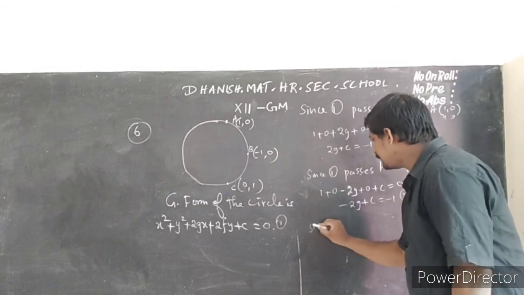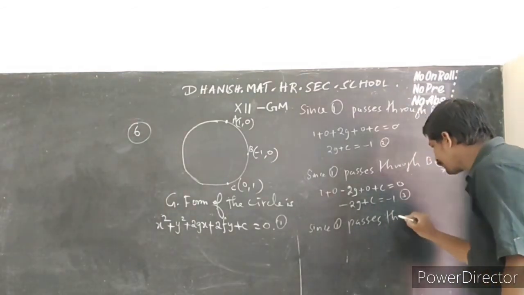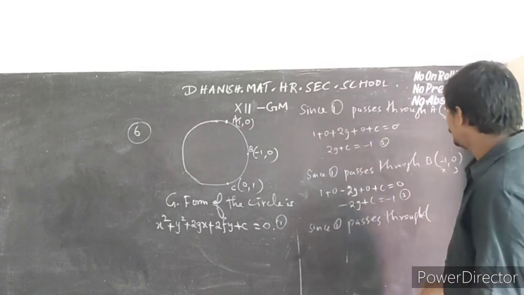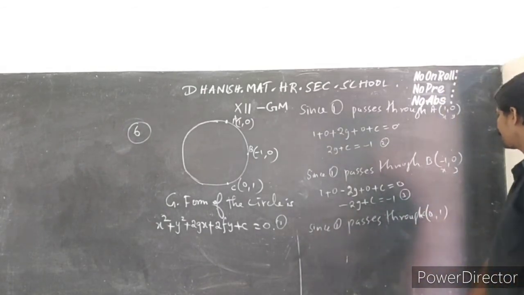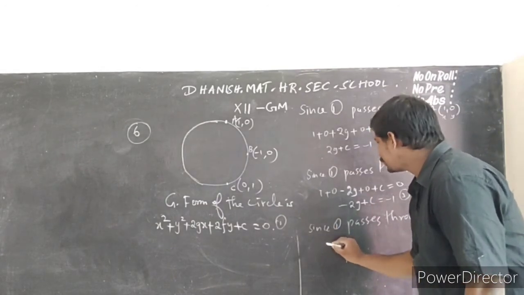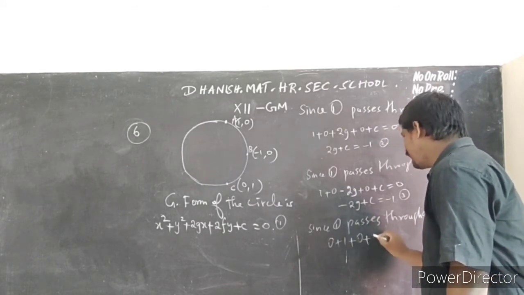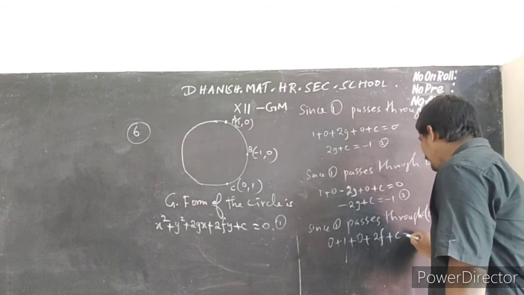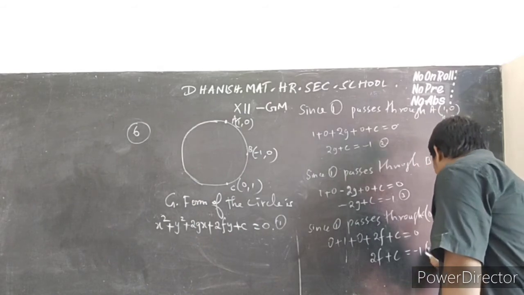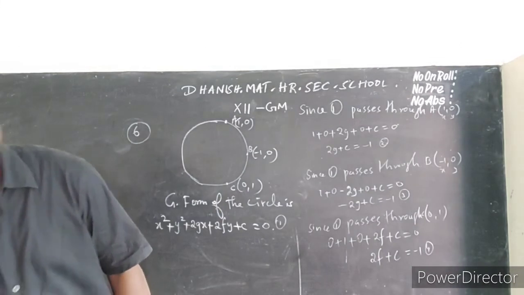Now, since equation 1 passes through point C, 0, 1, our equation 1 becomes 0 plus 1 plus 0 plus 2f plus c equal to 0. So 2f plus c equal to minus 1. It can be taken as equation number 4. Now we are going to solve equations 2, 3, 4.